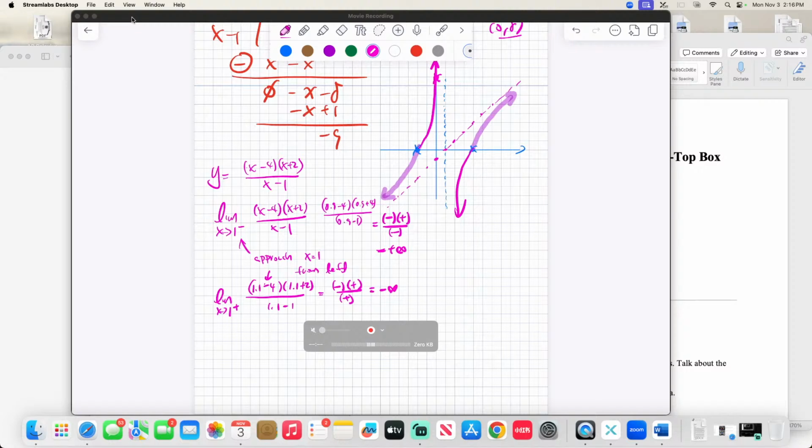Wait, Mr. Hay, what? You know how you said they both approach the asymptote? Which asymptote? Both of them. x equal to 1 is the asymptote, right?